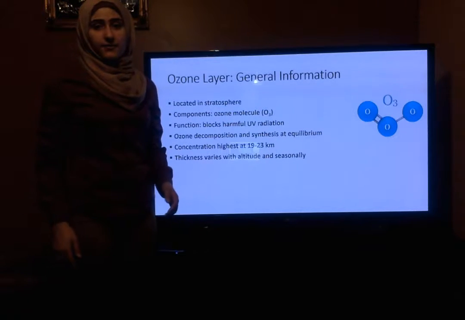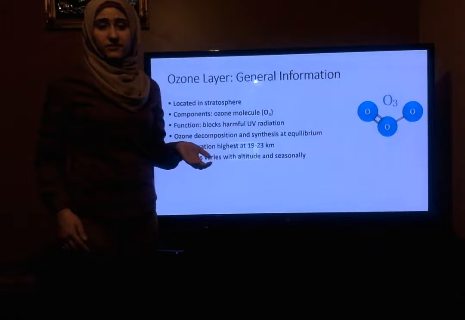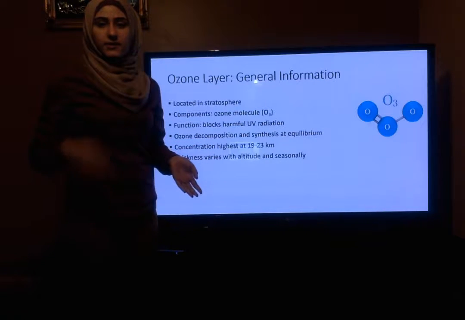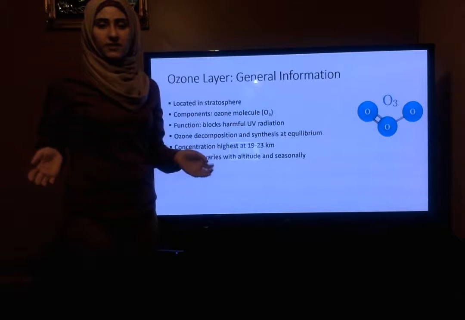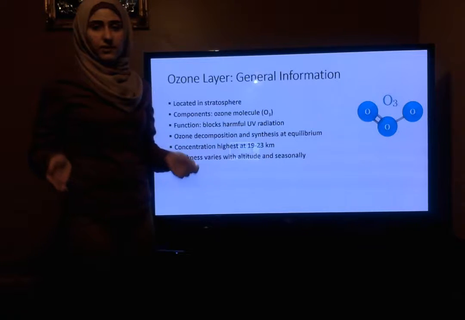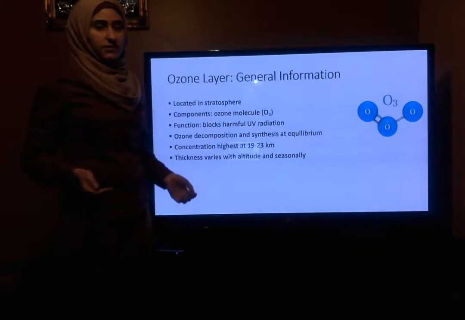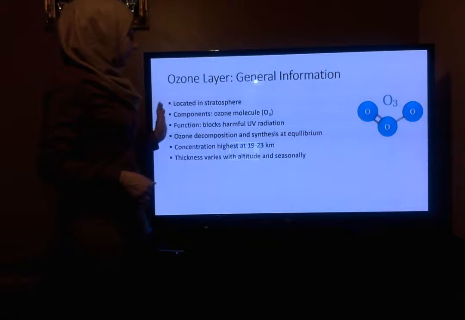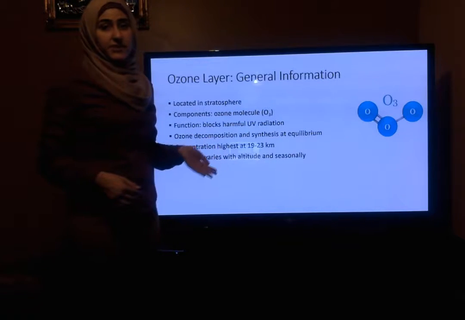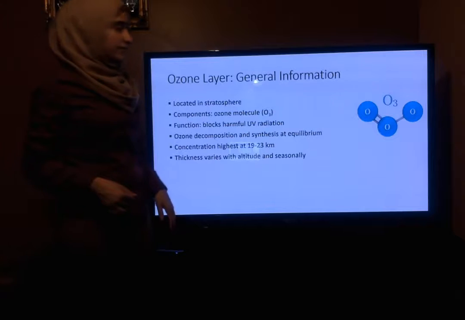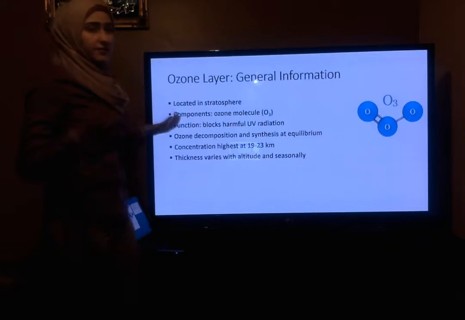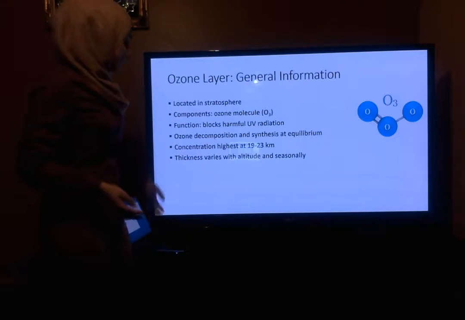And we know that the rate of production, formation, or synthesis and the rate of decomposition of this molecule is at equilibrium, but the fluctuations shown later show otherwise. And the concentration of ozone is highest between 19 to 23 kilometers above the Earth's surface, but we know that this varies with altitude and season.